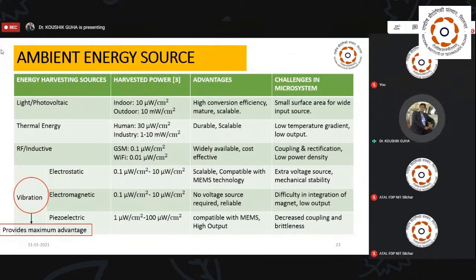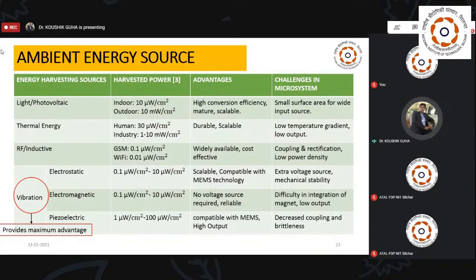So in addition to this, vibration is also one of the available energy sources around us in the environment. There can be three types of transduction mechanism that can harvest energy from vibration sources. Like it can be electrostatic in nature. The harvested power is in the range of 0.1 microwatt to 10 microwatt. So it is scalable, compatible with MEMS technology. But one disadvantage is that here an external voltage source is required.